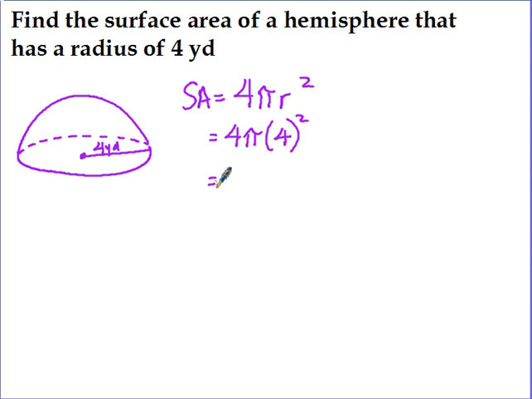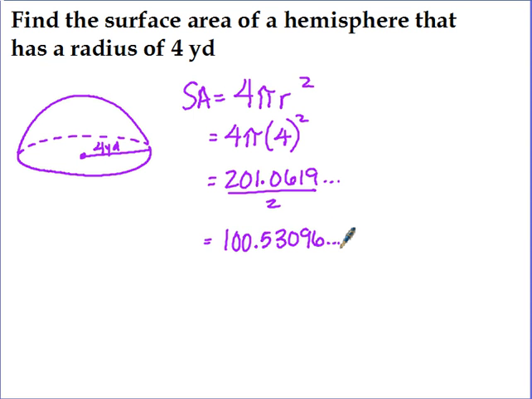that's going to give me 201.0619 and so forth. I am going to cut that in half because it is a hemisphere and I only want half of it. So that's going to be 100.53096. However, think of the bottom there. That circle was not painted in the original sphere. So when I cut that sphere in half, the outside dome part is counted here. That's just the outside dome part. I have to think of the bottom, the base.